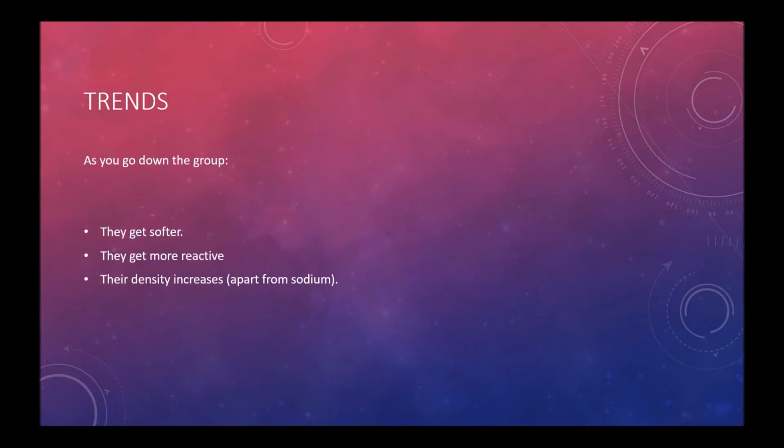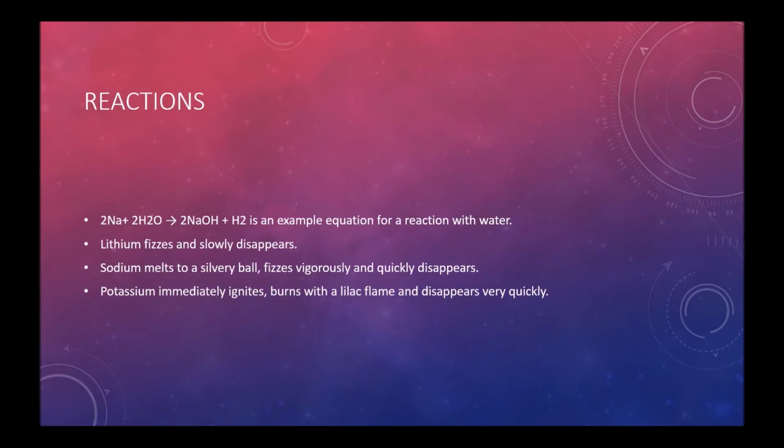As you go down the group, they get softer, more reactive, and their densities increase, apart from sodium, which has a higher density than you would expect looking at the graph. This is an example reaction between sodium and water, and it produces sodium hydroxide and hydrogen.